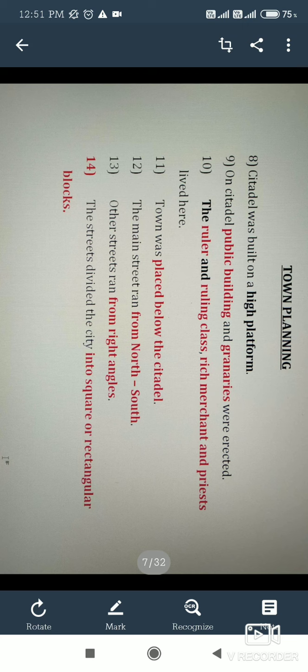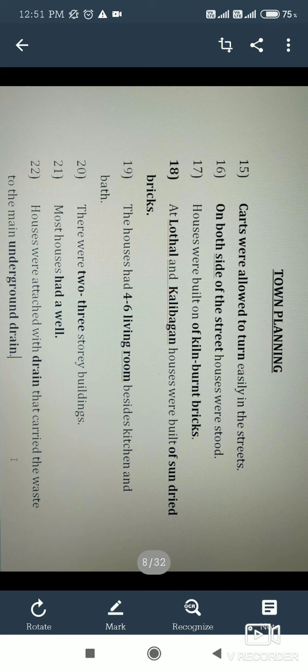When you see the aerial photographs, it is depicted that the streets divided the city into rectangular portions, or square shapes. Carts were allowed to turn easily in the street. They had made the planning so that a cart will move easily. On both sides of the street, houses stood, and a lot of houses were constructed.